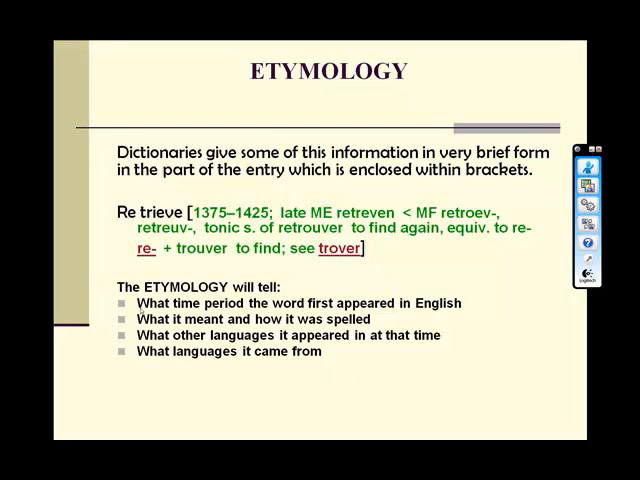The etymology will tell what time period the word first appeared in English. Here we go, 1375 to 1425. What it meant, and how it was spelled. Well, here is what it meant, to find again, and how it was spelled, retreven, retrove, retrouve, retrouver.